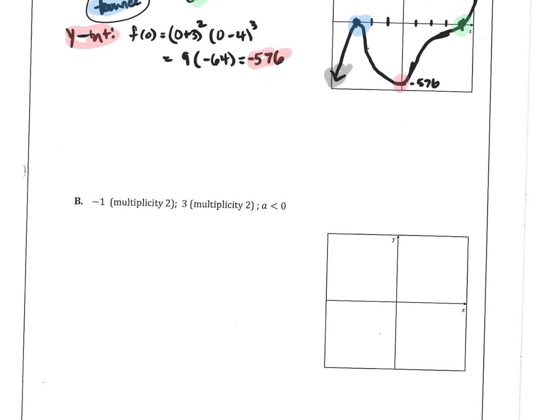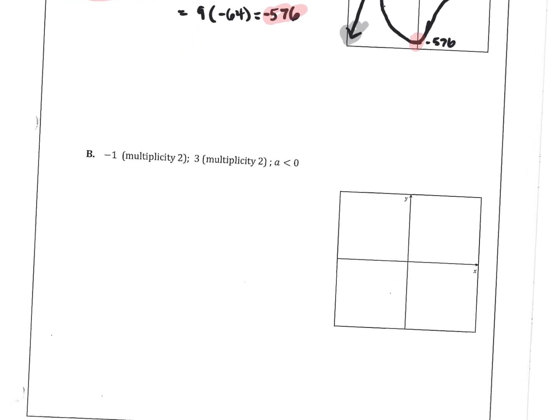Last one. So how do we do this? We have a root at negative 1. We have a root at 3. This is a less than 0, which means it's negative. So 2 and 2, that's a degree of 4.